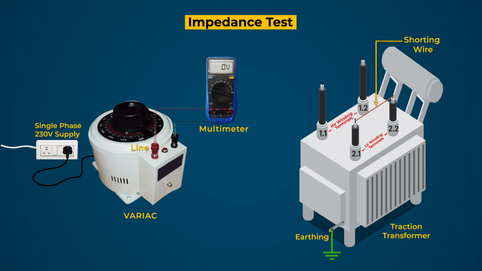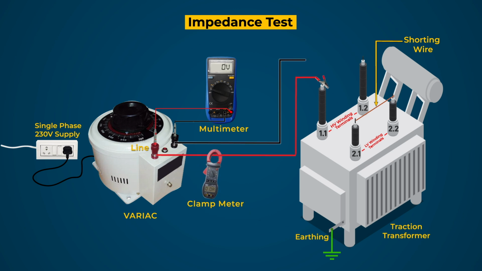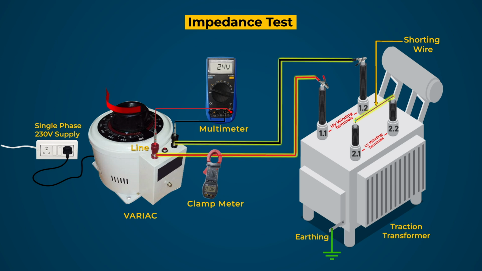Now connect the variac, voltmeter or multimeter, and clamp meter or ammeter in HV winding. After that, check all the connections and switch on the single-phase 230-volt AC supply. Finally, setup is ready to perform the test. Now gradually increase the voltage with the help of variac until 230 volt is applied to HV winding.